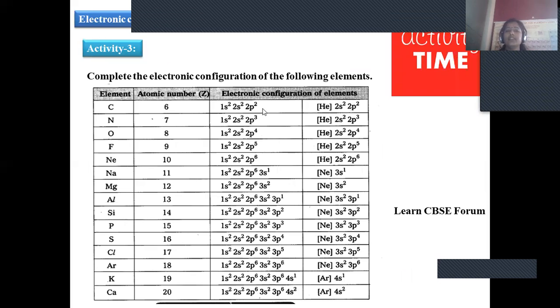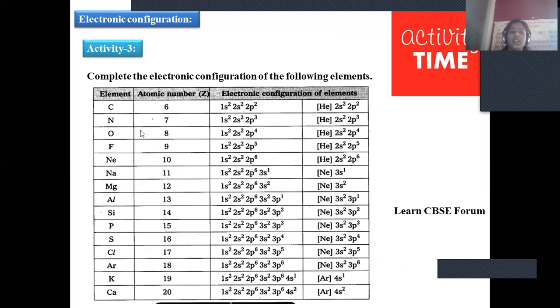Now, activity. This is the activity time where we have to fill the electrons from carbon to calcium. Carbon atomic number is 6. How can we fill the electrons? 1s2, 2s2, 2p2 will be there. The p orbital maximum occupancy is 6. It can be represented as a noble gas configuration. With reference to noble gas configuration, you can simplify the electronic configuration. We need not always write the completely filled shell, that is the helium configuration. 1s2 is the helium shell configuration, so you can replace 1s2 with helium, and the remaining valence shell configuration can be written as 2s2, 2p2.